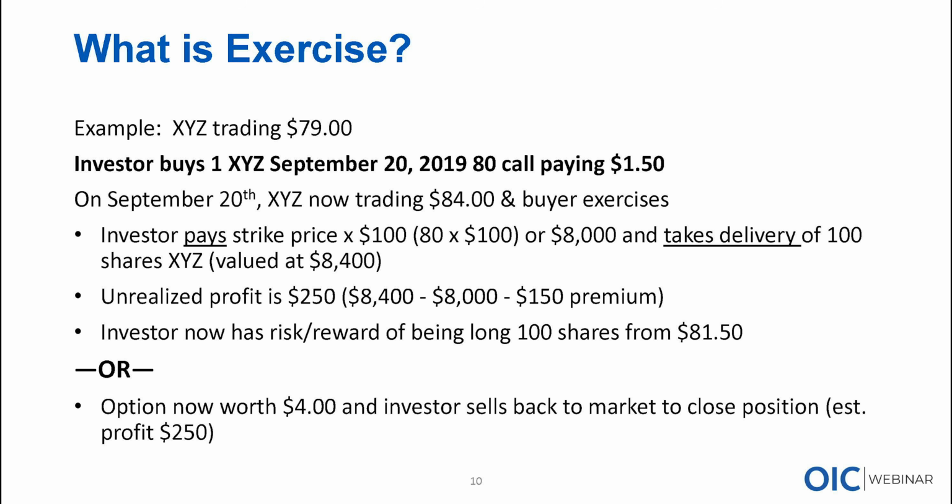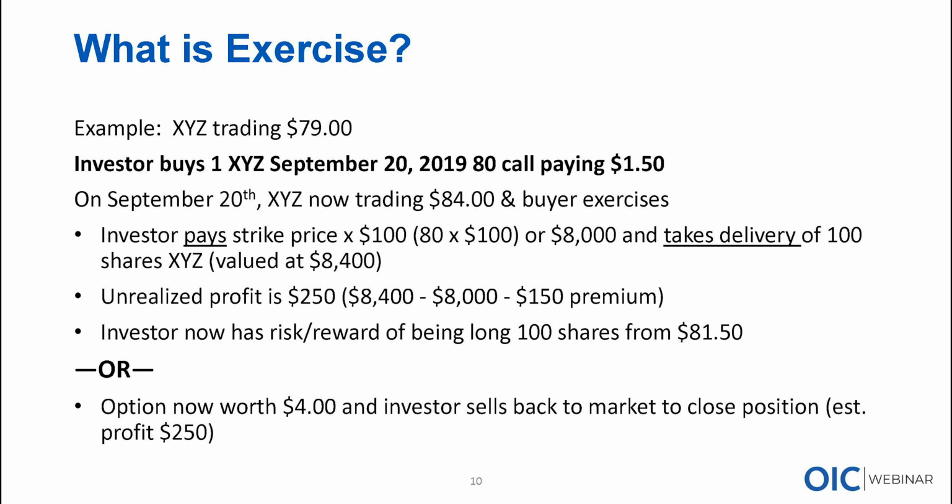So what the buyer does is they pay their strike price, that $80 strike. They pay that times $100, that's our multiplier, or $8,000, and they take delivery of 100 shares of stock. With the stock currently trading at 84, they're buying 100 shares of stock, $8,000 worth of cost, and they're receiving $8,400 worth of value. Now they have an unrealized profit of $250.